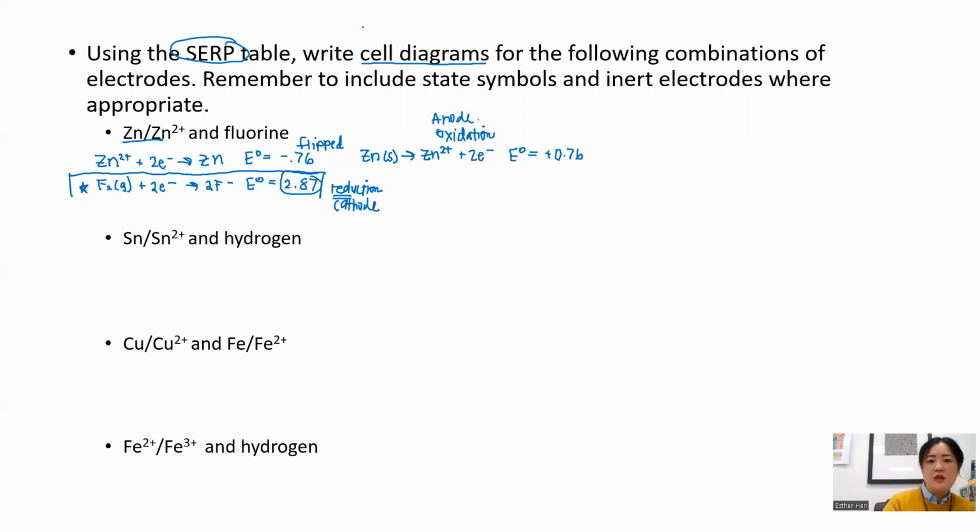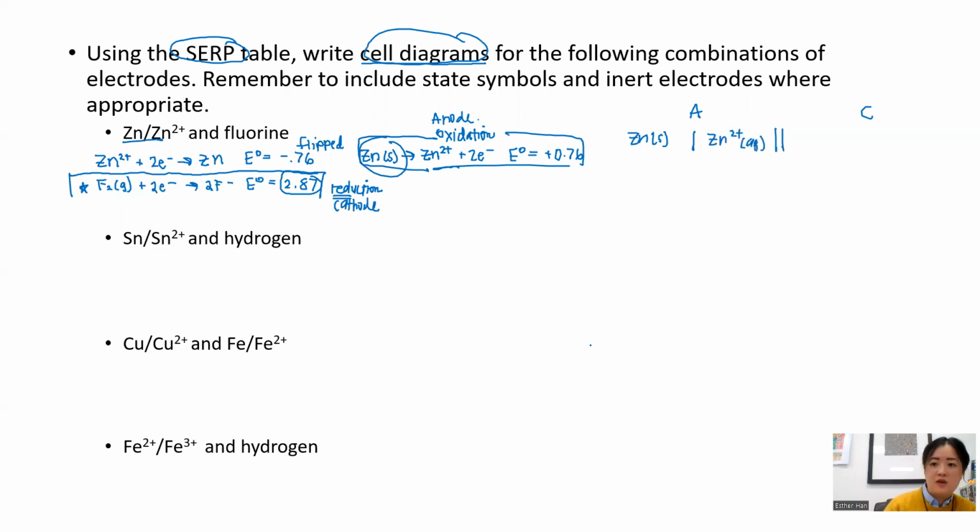So from here, it's really simple after you guys have determined what reaction is actually occurring to come up with your cell diagram. Remember, our notation is going to be A to C, right? So we have the anode and the cathode. At the anode, we have oxidation occurring. I'm going to make a little line. I have my zinc solid turning into zinc 2+, aqueous.